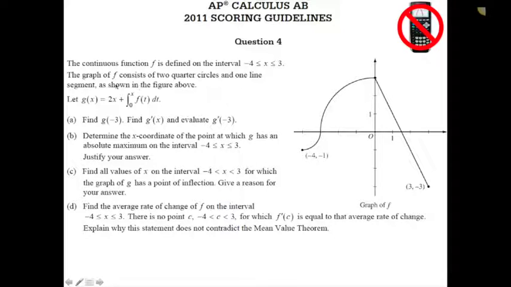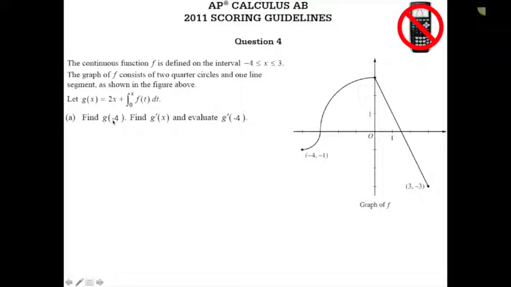And then they also have a function substitution. They said let g of x equal 2x plus the integral of f of t. So we know we have some integration to do, which means some areas of regions. And then we want to find function values, derivative values, and then some justifications for finding absolute maximums, points of inflection, and then average rates. So we're talking about average rates here. We're talking about derivatives. So let's take a look at part A.